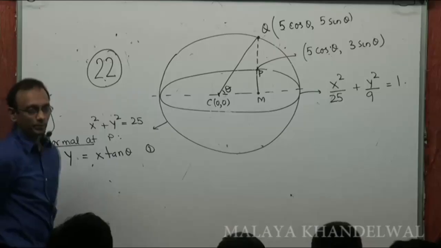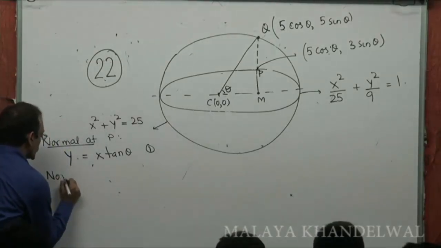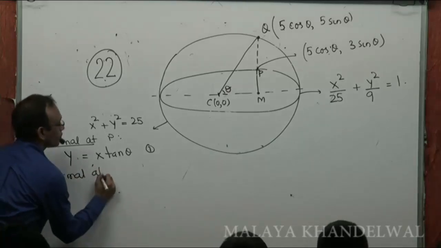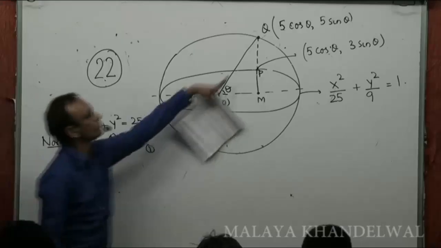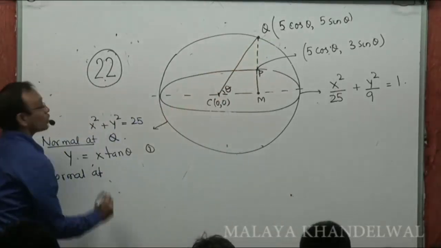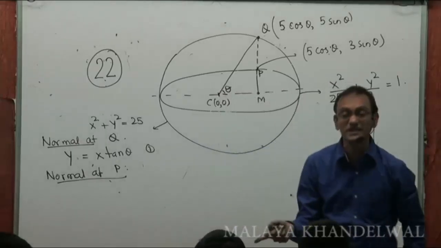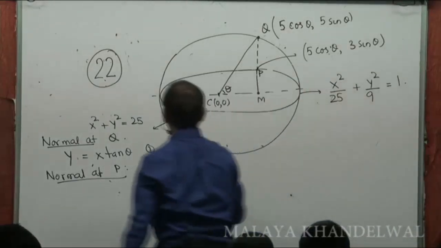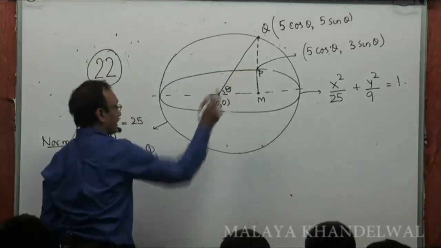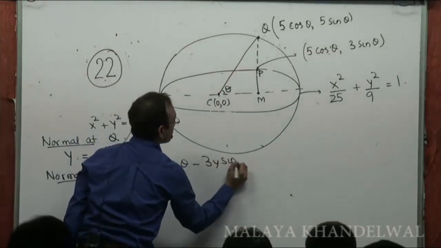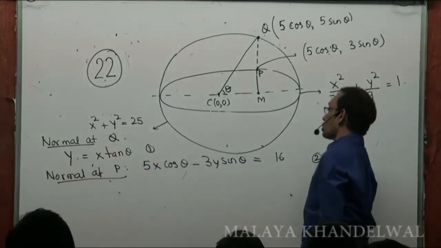Equation of the normal at P. Right? Equation of the normal at Q. Sorry, normal at Q: y equals x tan theta. Now, normal at P is ax sec theta minus by cosec theta equals a squared minus b squared. Right? So 5x sec theta minus 3y cosec theta is 25 minus 9, 16. That's the equation of the normal at this point.